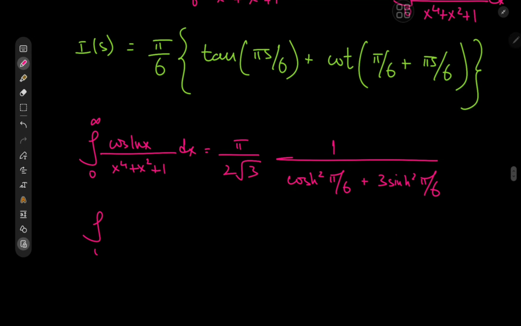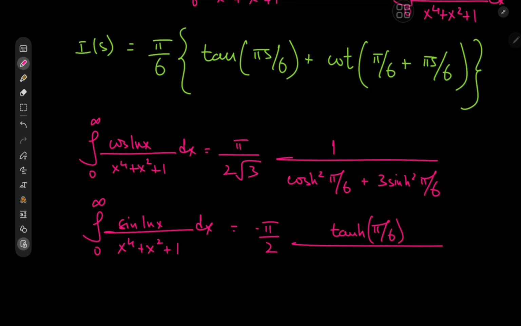And then we have the sine integral, that's the imaginary part. We have the integral of sine of log x divided by x to the 4th power plus x squared plus 1 dx. And this thing here equals negative pi by 2 times the hyperbolic tangent of pi by 6 divided by cosh squared pi by 6 plus, again, 3 times sinh squared pi by 6. These are two incredible looking results. They look absolutely gorgeous. They look fitting for such awesome integrals.